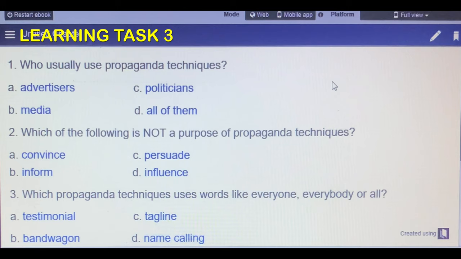A. Advertisers. B. Media. C. Politicians. Or D. All of them.